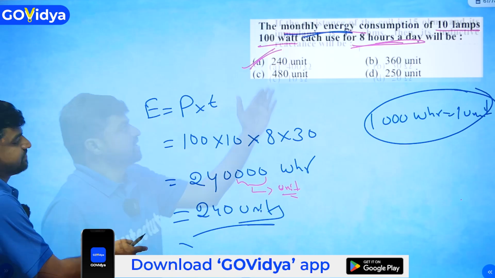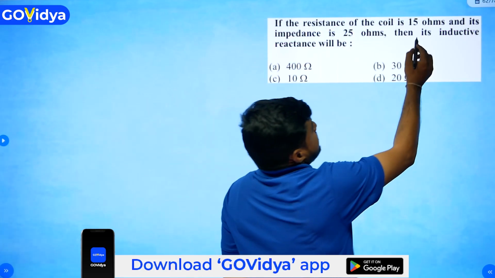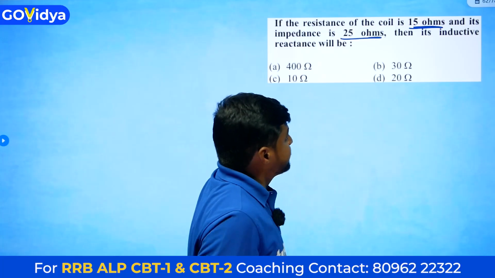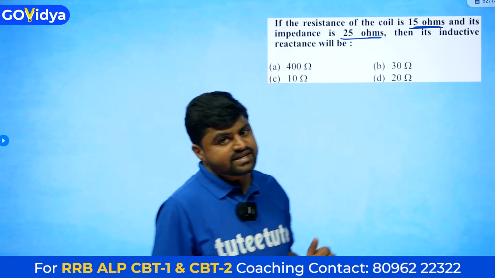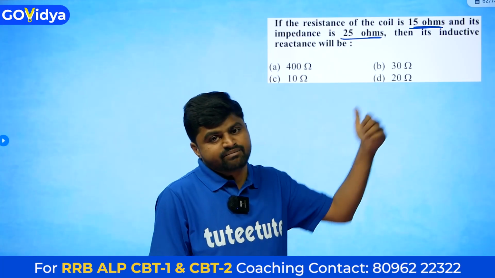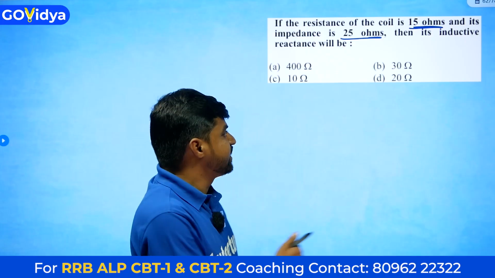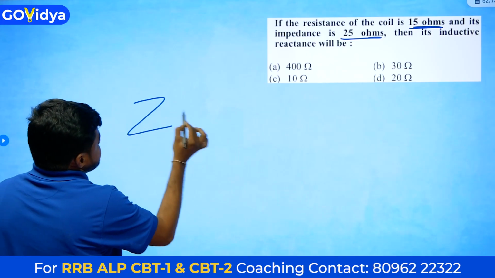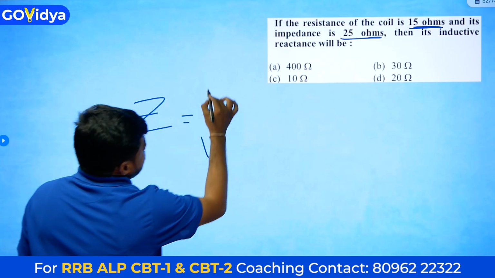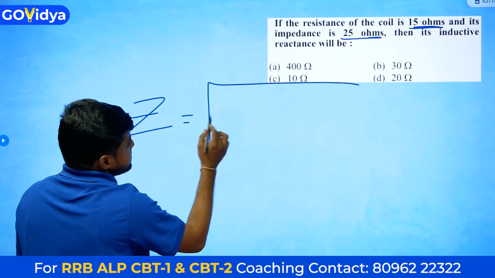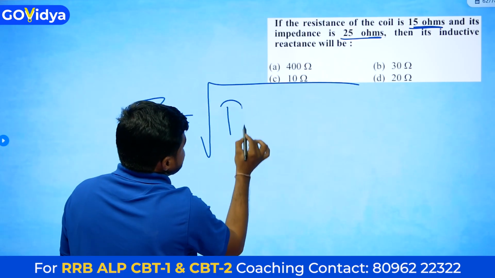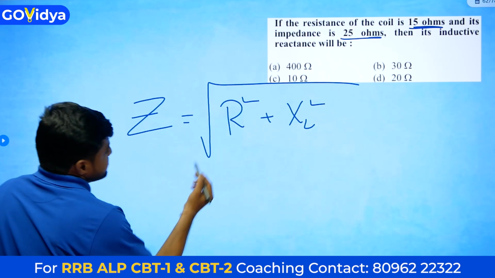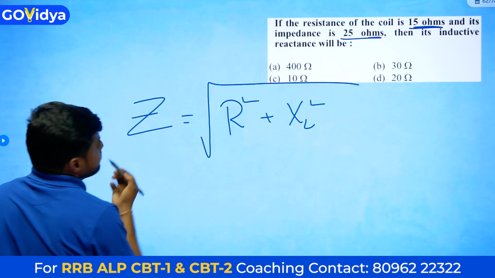Next question. If the resistance of a coil is 15 ohms and the impedance is 25 ohms, then calculate the inductive reactance. Resistance value is given and impedance value is given. We have to find inductive reactance. We have one relation between resistance, impedance and inductive reactance: Z, impedance, is equal to square root of R square plus XL square.